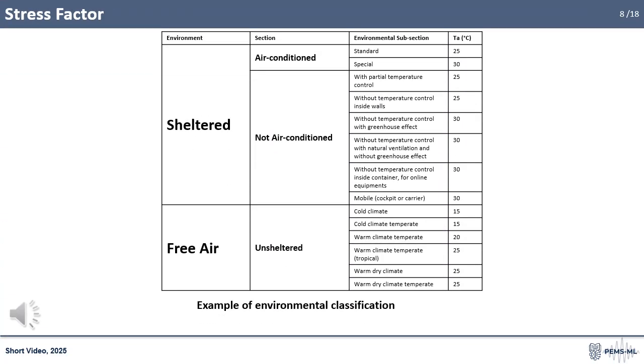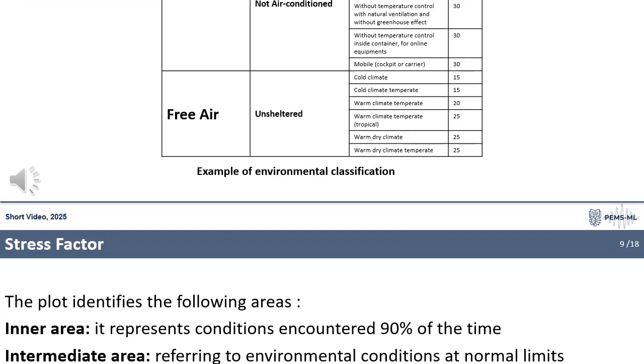The table refers to the standardized normal environmental conditions. The temperatures reported in the table represent the average or reference values corresponding to the central point, barycenter, of a specific diagram that depicts the possible combinations of air temperature and relative humidity, commonly known as a climatogram.